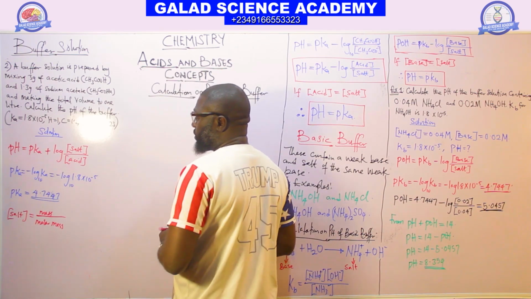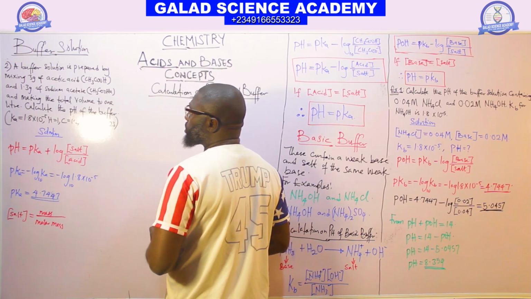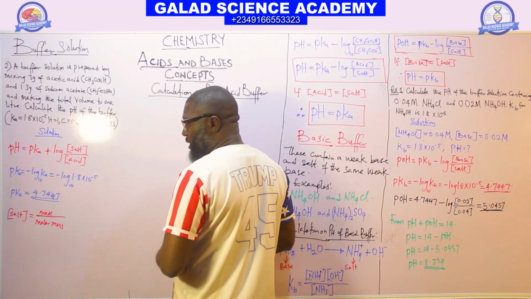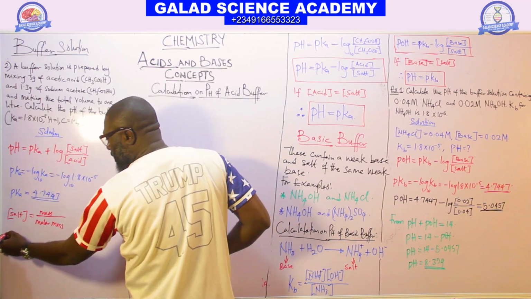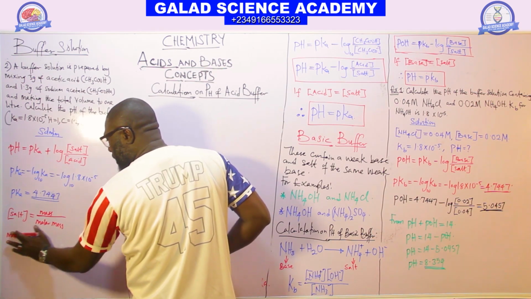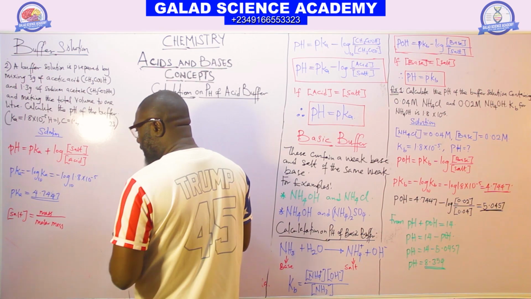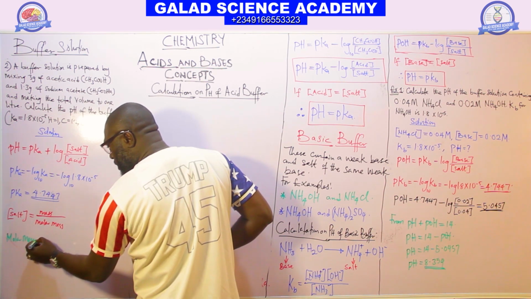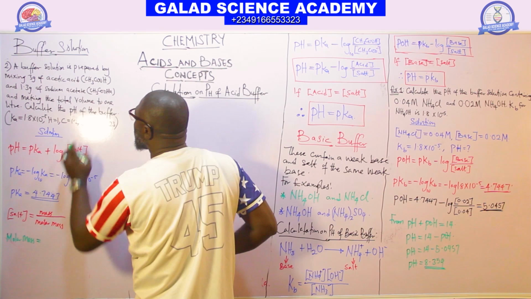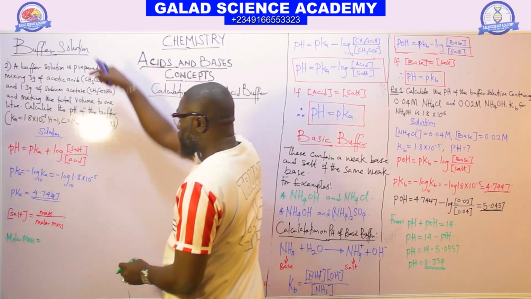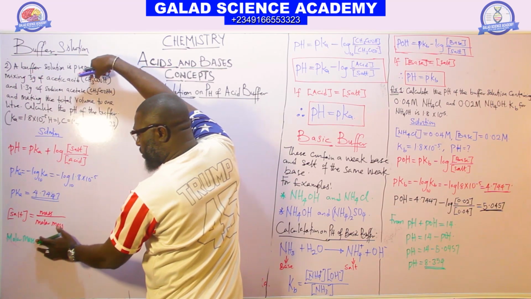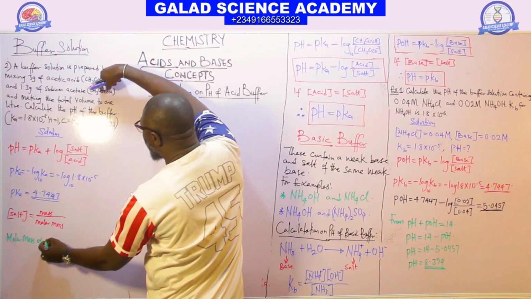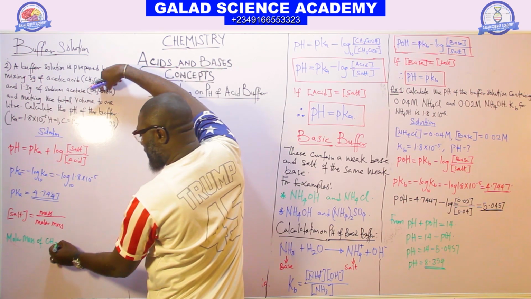What is the salt given here? Our salt is sodium acetate; the acid is acetic acid. Let me use another marker for clarity. The molar mass for the salt, sodium acetate, is CH3COONa.